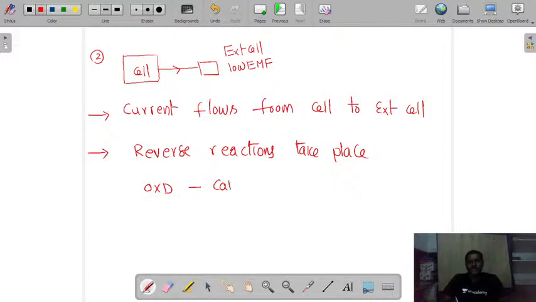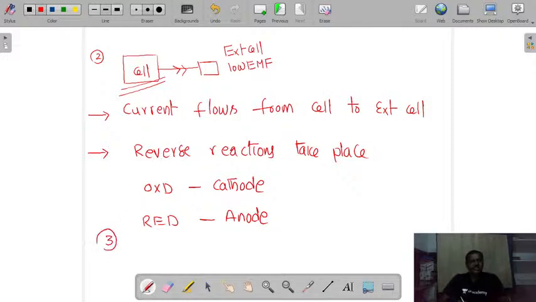Reverse reactions mean oxidation takes place at the cathode and reduction takes place at the anode. If it is connected to an external source of low EMF, then current flows from the cell to the external cell. Then reverse reactions take place in the galvanic cell. Oxidation takes place at the cathode, reduction takes place at the anode.